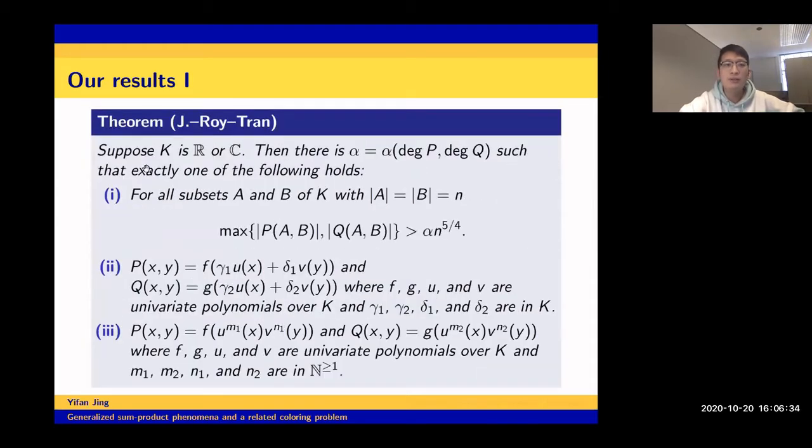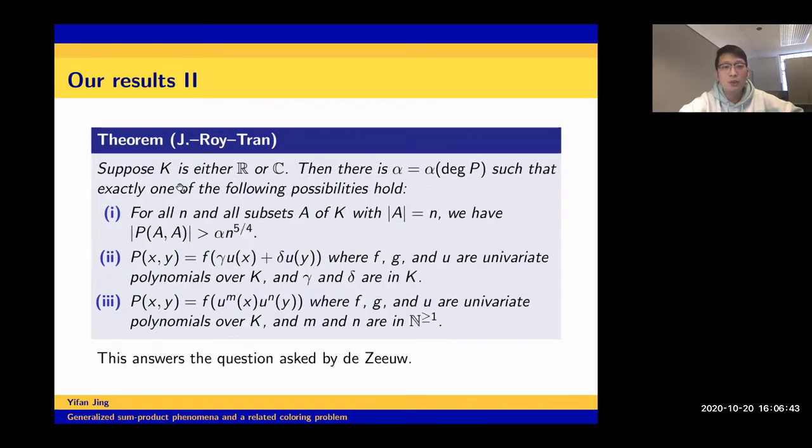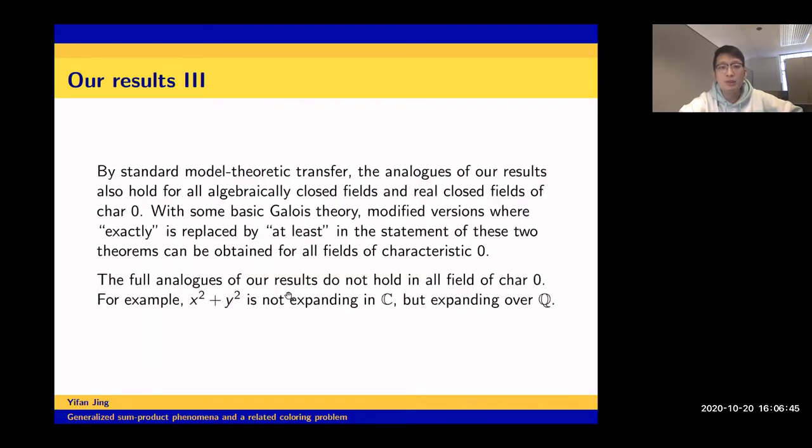In the theorem, we said exactly one of the following holds. But now if we replace K by just an arbitrary field of characteristic 0, we have to replace this exactly by at least. So here's an example constructed by Zhang. You can see that x squared plus y squared is not an expanding polynomial in C, but it is an expanding polynomial over Q. So Q is a field of characteristic 0.